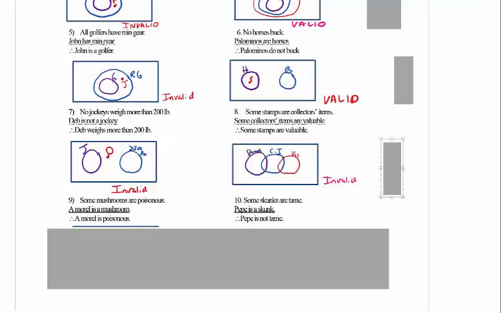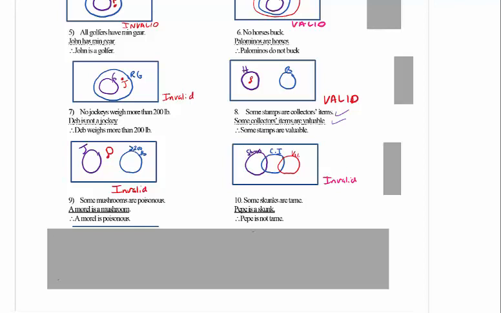Now, again, your drawing doesn't have to exactly look like mine, but you want to make sure that the valuables and stamps do not overlap, because this makes each one of these first 2 statements true and it makes the conclusion not follow from what we have.